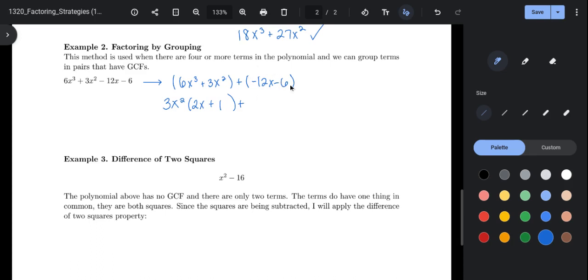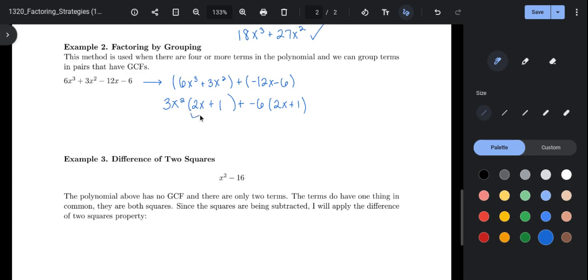Same thing for the other one. We have negative 12x minus 6. Well, negative 12 and negative 6, they both have a negative 6 as a factor. And negative 6 times what gets us negative 12x? Well, that's going to be a positive 2x. Remember, a negative times a positive is negative. And negative 6 times what gets us negative 6? That's going to be a positive 1. So now we've factored out the greatest common factor for our two pairs of terms.